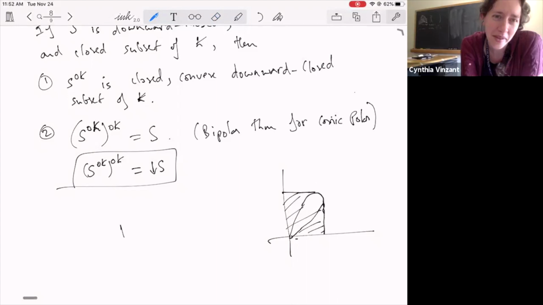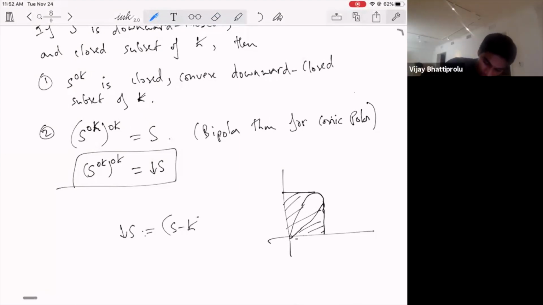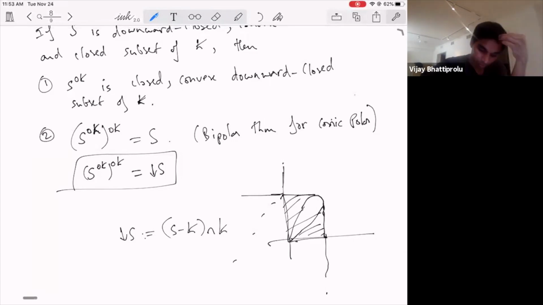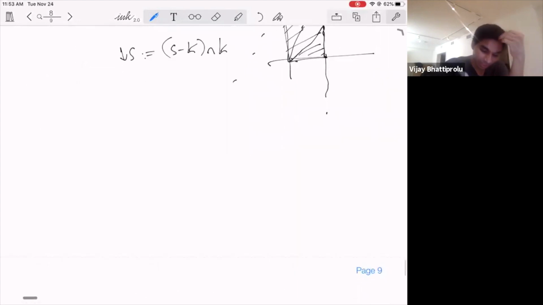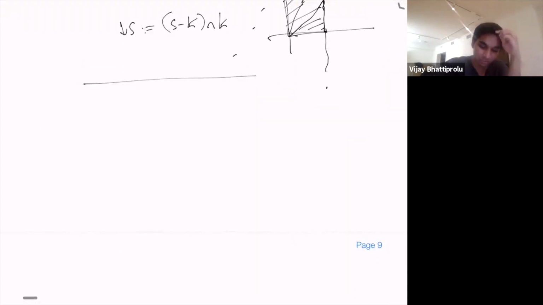In other words, down S, as I said earlier, is equal to S minus K intersected with K. In this picture, S minus K will be this infinite region, and then you take the intersection with the non-negative orthant, and so you retain only this region. So that's one fact. Now we're just going to do the same thing, except we want to develop this for upward closed sets as well. So I'll need another fact.